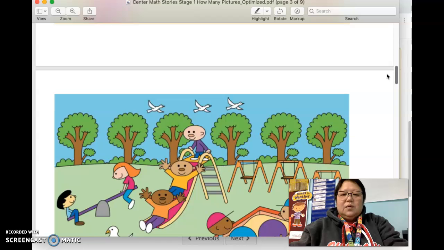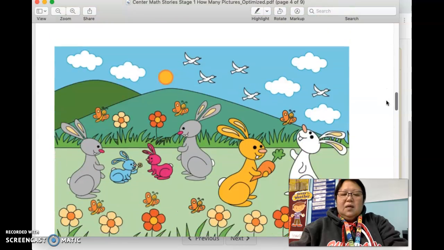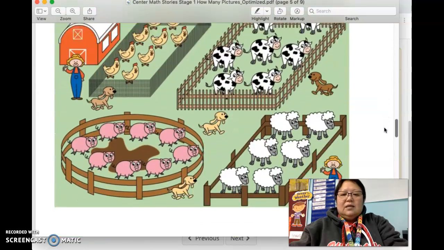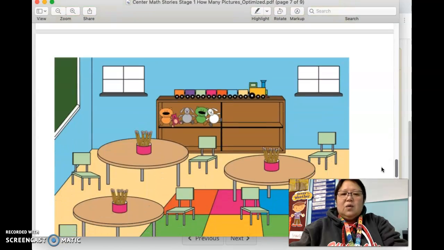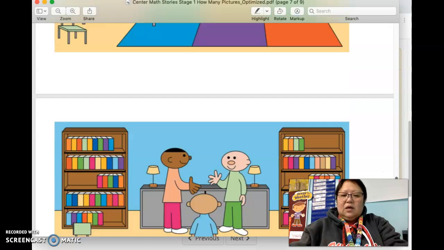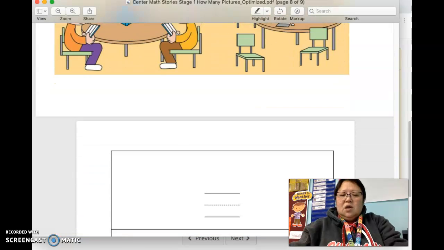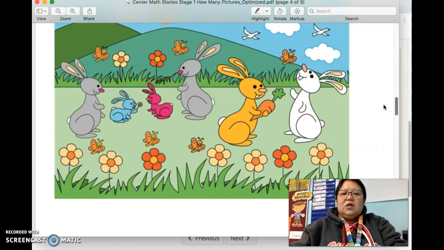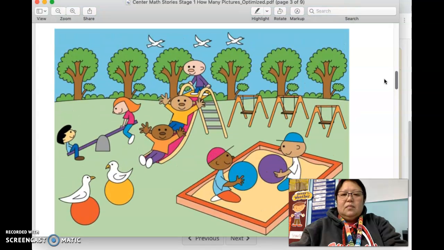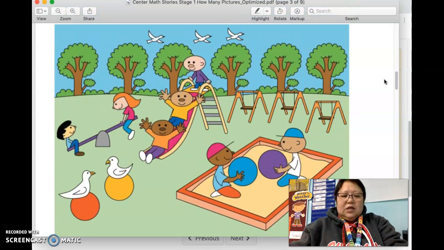And what we did was we started by working on one as a class. And our goal for today was to think of how many questions that we could ask about the picture that we chose. So we started with the picture of the playground. And the first how many question we asked was, how many balls are there in the picture? So what we did then is we counted the balls in the picture.